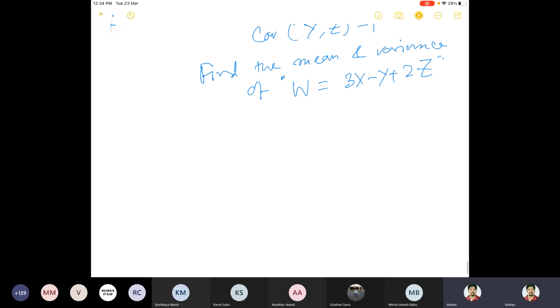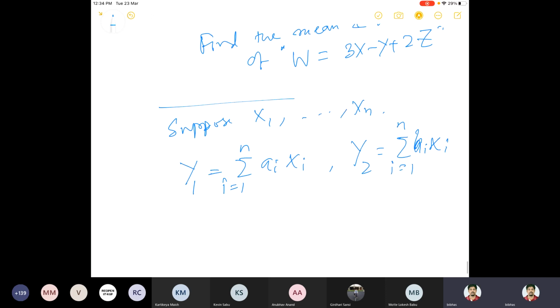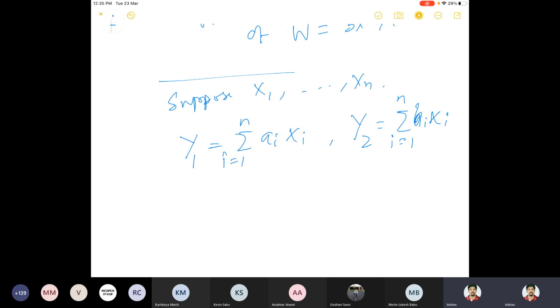Now there is one more thing, a more general generalization of this. Suppose we have x1, x2, xn, these are the random variables, and let's say y1 is a new random variable which is the sum of ai xi, i equal to 1 to n, and y2 is the sum over all bi xi, i equal to 1 to n, where ai and bi are all constants. Then suppose the question is, what is the covariance of y1 and y2?